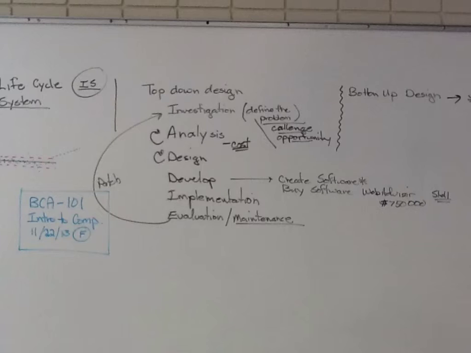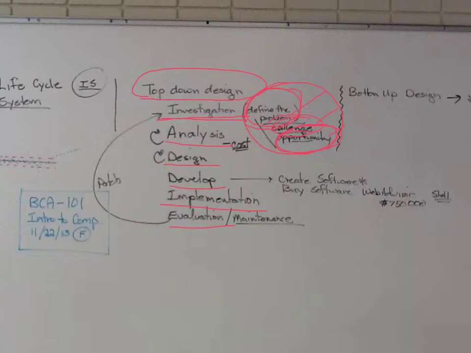Alright, so here we talk about top-down design. We have these different stages, and some people would define them a little bit differently, but they're basically the same thing. We're going to define our issue, our challenge, opportunity. Some people might call it a problem. We're going to investigate that. You cannot solve a problem unless you understand the problem or the challenge or what opportunities exist.